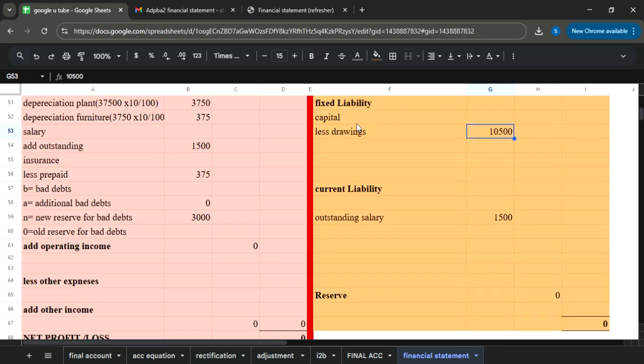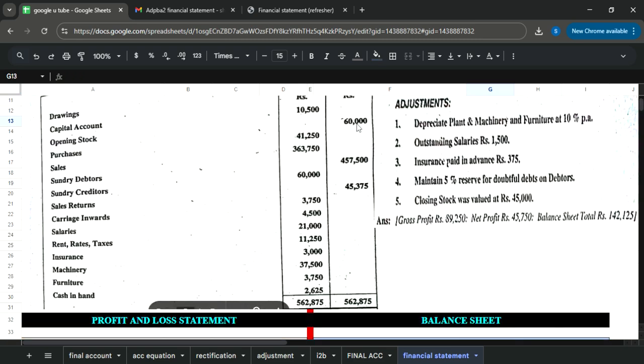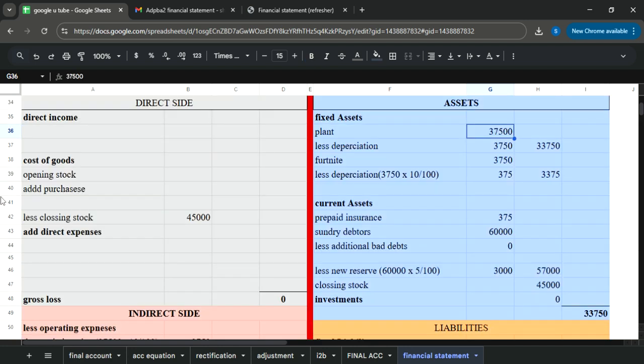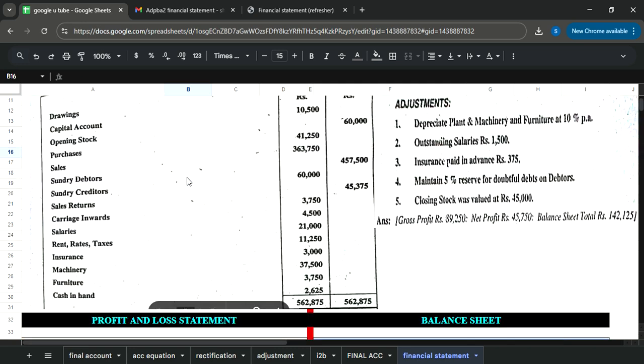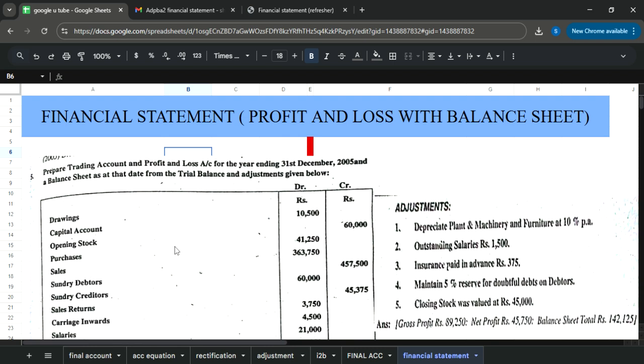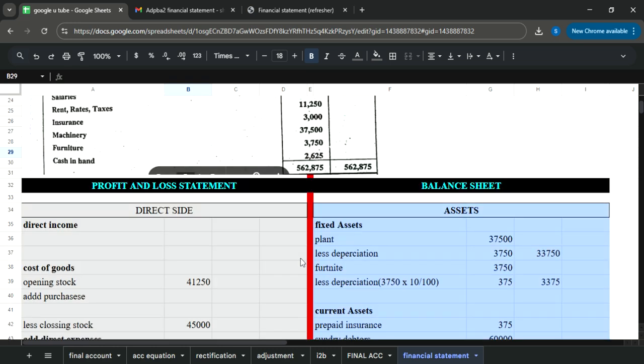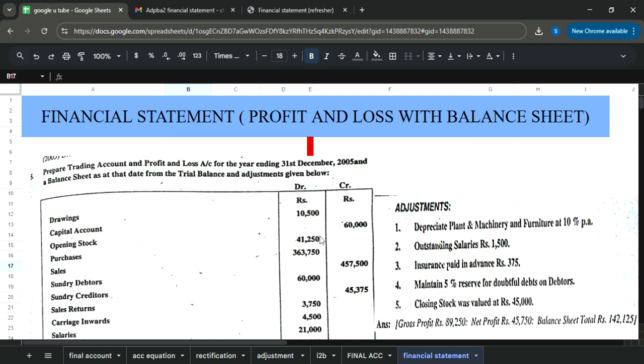After which we have capital of 60,000. We have already mentioned capital, that is 60,000. After capital we have opening stock 41250. Come over here and write 41250, which was your opening stock. Then we have purchases, 363750. So you have got your purchases 363750.